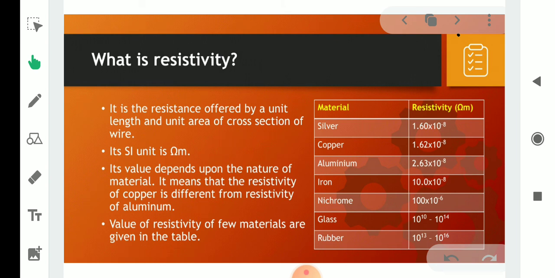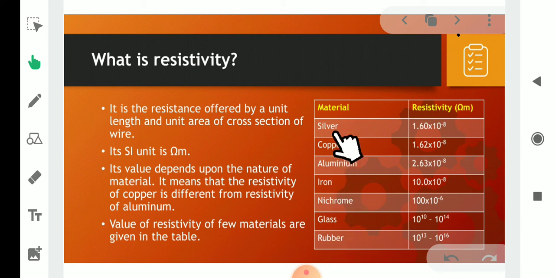Once again, what is resistivity? It is the resistance offered by a unit length and unit area of cross section of the wire. So the SI unit is ohm meter. The value of resistivity depends on the nature of the material. It means that the resistivity of copper is different from the resistivity of aluminium. That means it is different for different materials.